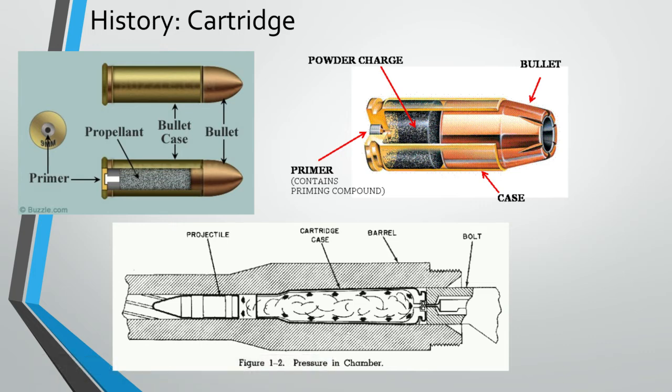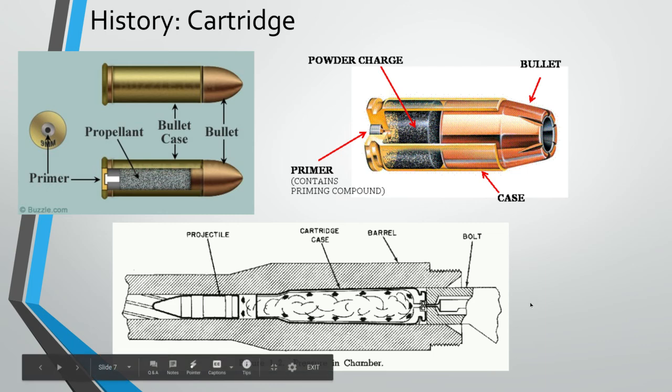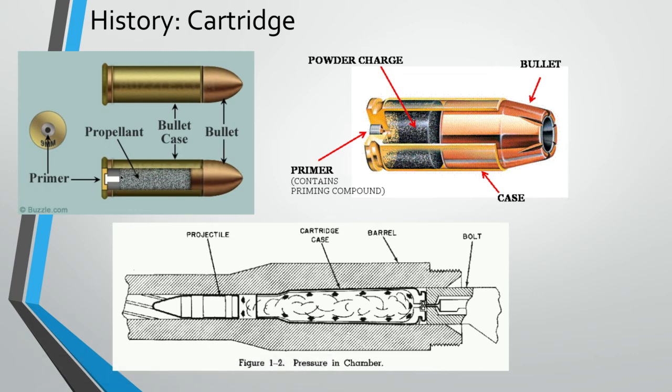The cartridge itself carries a lot of evidence, so we need to look at the cartridge a little more closely. Starting at the back, the primer or primer cap is where the firing pin strikes and causes a very small ignition, a little burst of energy that's going to light the propellant up. This could be gunpowder. That's going to explode and send the bullet down the tube.